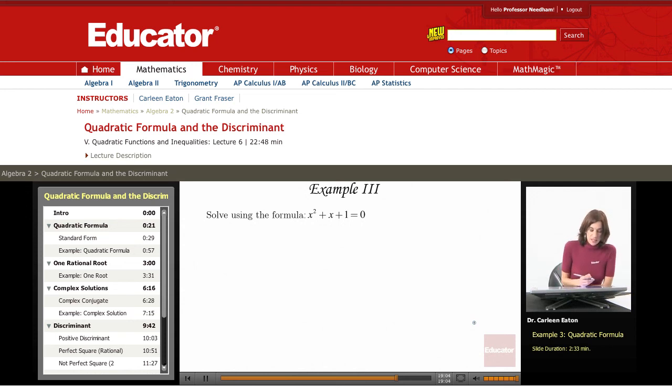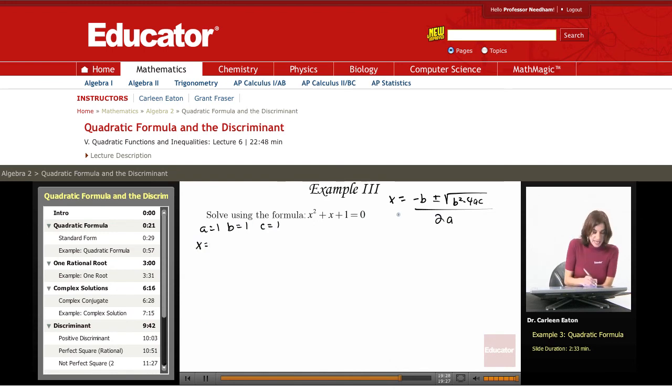All right, solve using the quadratic formula again. x equals negative b plus or minus the square root of b squared minus 4ac over 2a. Now, a equals 1, b equals 1, it's already in standard form, and c equals 1. So, nice simple numbers that I'm working with.